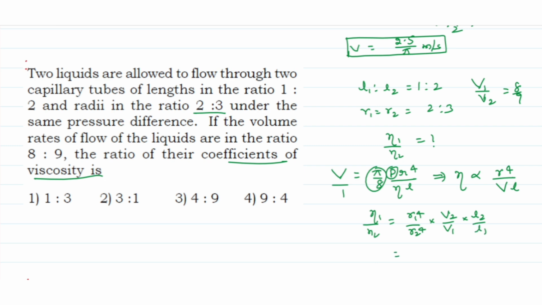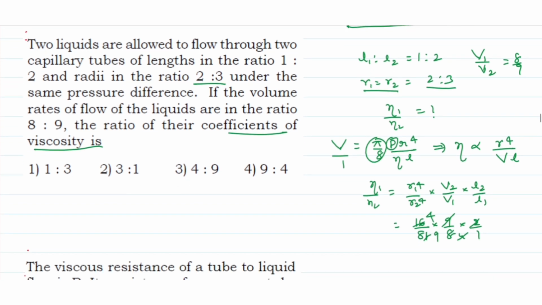R1 by R2 whole power 4: the ratio of the radii is given as 2:3. So (2/3)⁴ means 2⁴ is 16 by 3⁴, which is 81. The volumes ratio is given, so V2 by V1 you just reverse, and we get 9:8, and the L2 by L1 ratio is 2:1. So 16 × 9 × 2 over 81 × 8 × 1 gives the ratio 4:9. So the ratio of the coefficients of viscosity is 4 by 9, which is the correct answer.